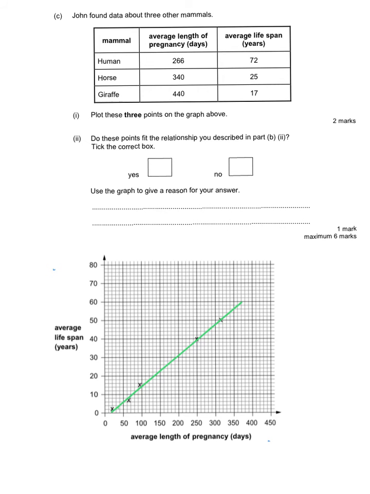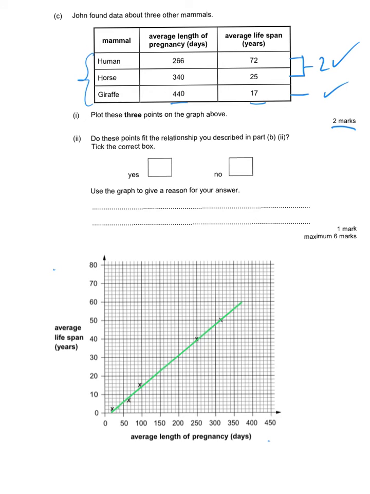This final question is building on what we've just done. And it says John's found some data about 3 other mammals, and here they are here, human, horse and giraffe. The average length of pregnancy is shown here, and the average lifespan is here in years. And we've been commanded to plot the 3 points on the graph. And so we've only got 2 marks here. So that means that if you plot 2 correctly, you get 1 tick, and for the 3rd one, you get the 2nd tick. So you need to have all 3 correct to get the ticks.